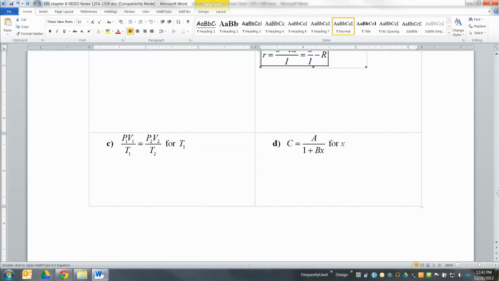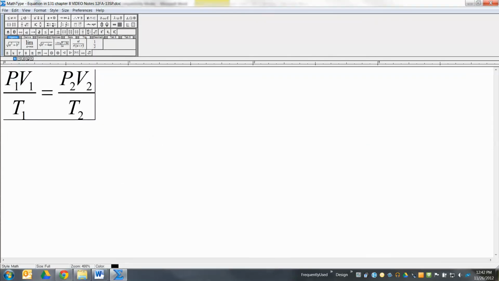All right, now what about C? We want to solve this for T1. Well, this one's actually a little bit easier than the last one we did, believe it or not. I know it doesn't look like it because it has so many fractions. But remember, if you want to solve it for T1, because this is a proportion, so P1 V1 over T1 equals P2 V2 over T2, what you can do is cross multiply, right? Remember cross multiplication? Yep, you can use it here.